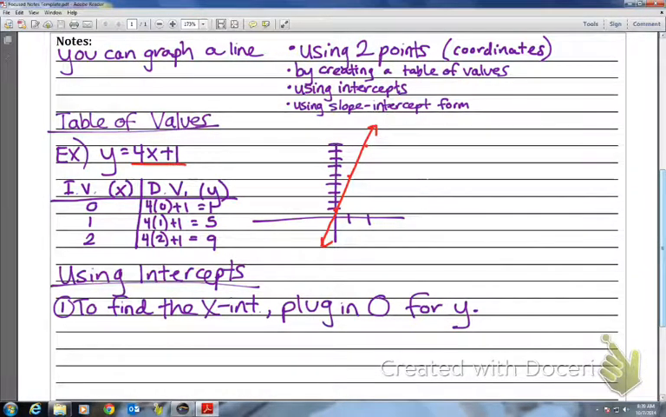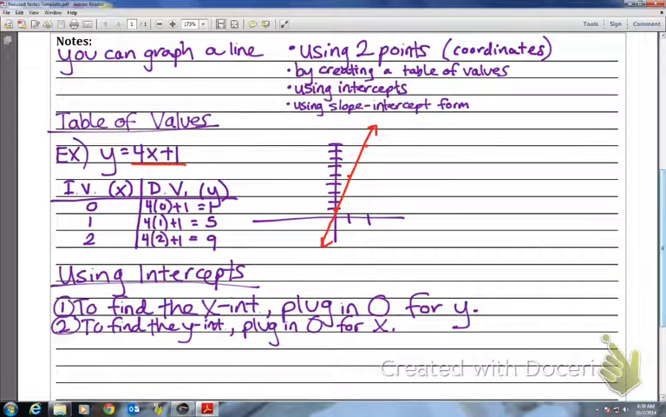And vice versa, to find the y-intercept, all you have to do is plug in 0 for x, because the definition of the y-intercept is where x equals 0 on the graph. So we're going to plug in 0 for x.